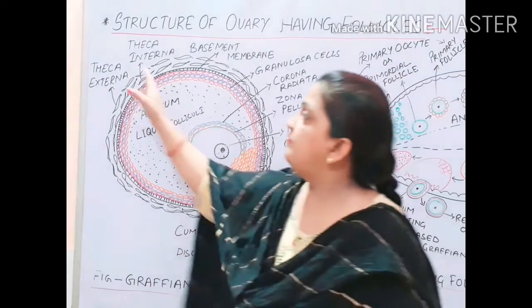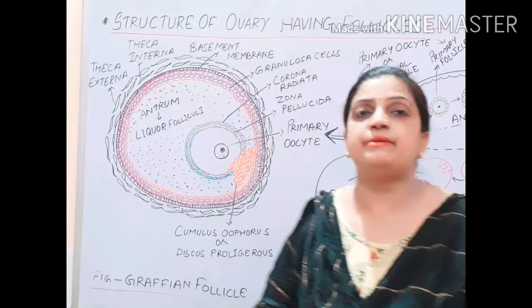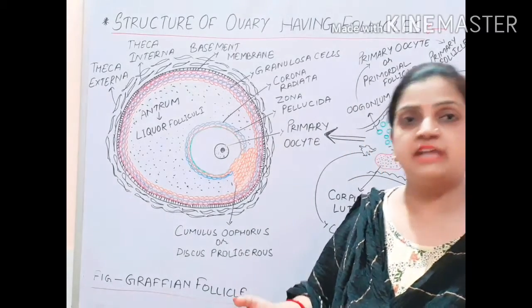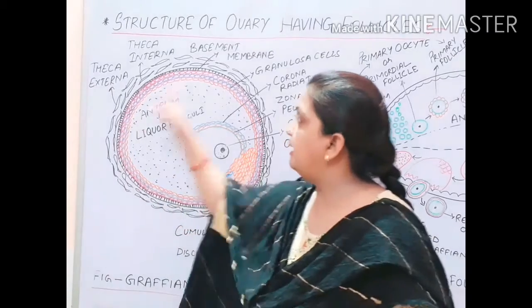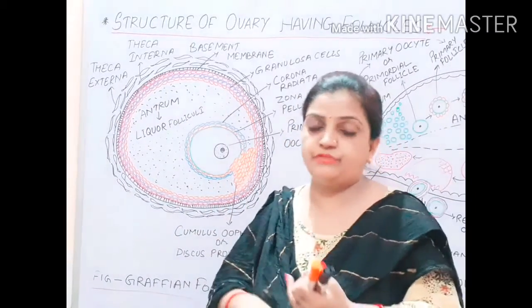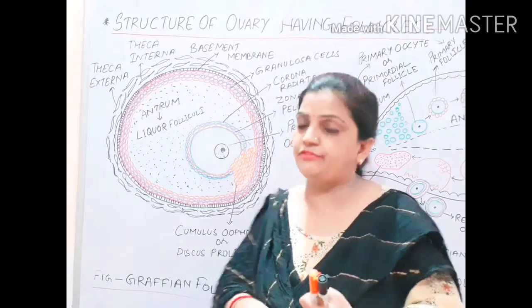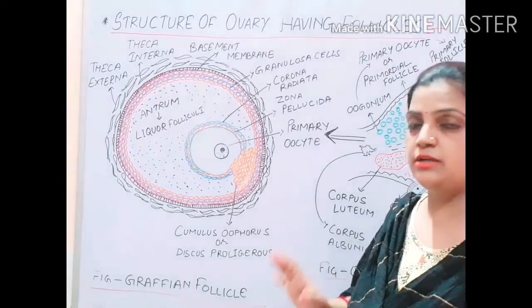Now children, within this a basement membrane is prepared, and this basement membrane is also a preparation of the granulosa cells itself. Now, inside, three layers are there which were formed during the formation of the primary follicle, secondary follicle and tertiary follicle. So these granulosa layers are formed there, and this wall is present.